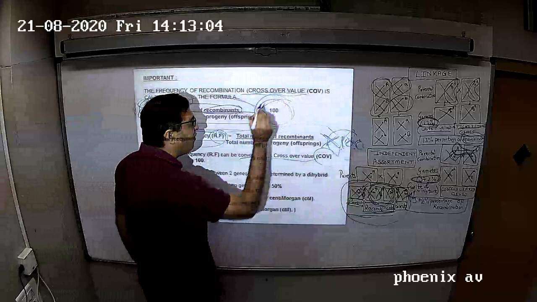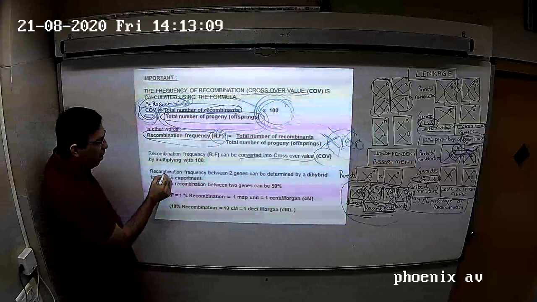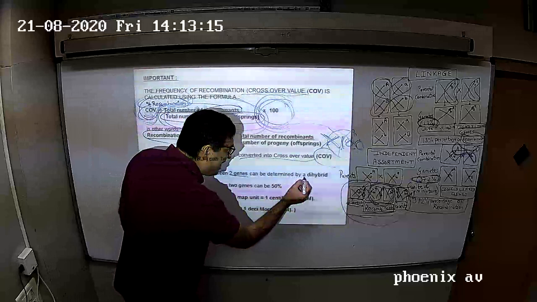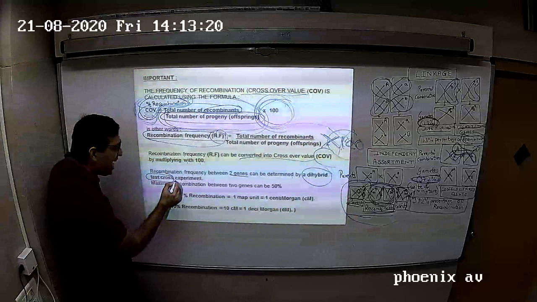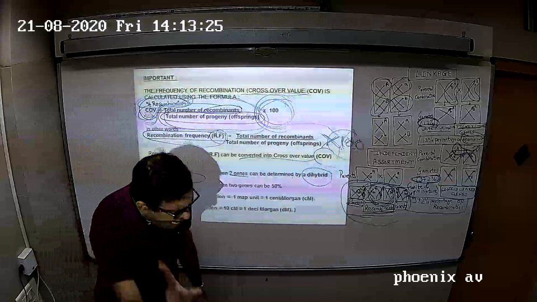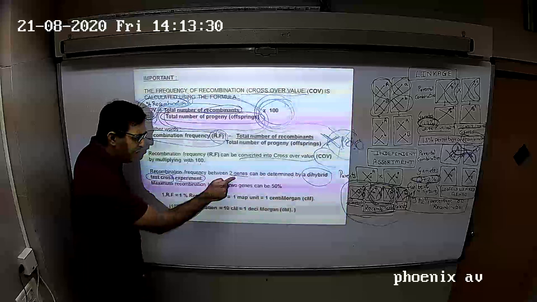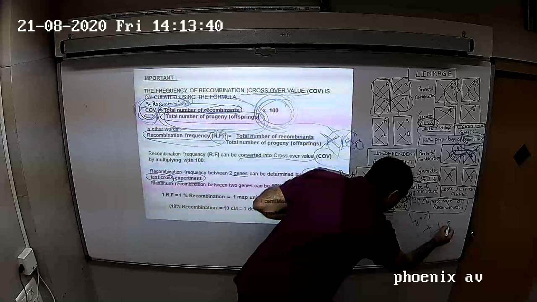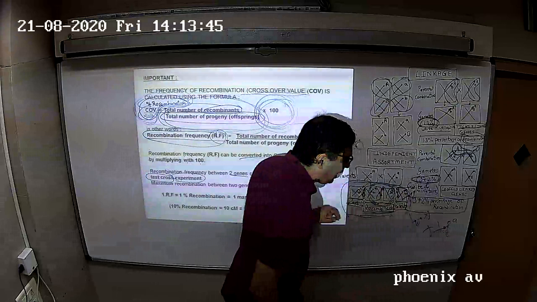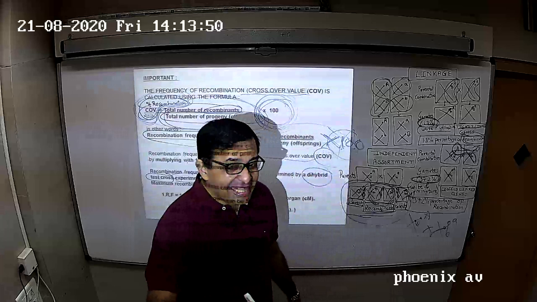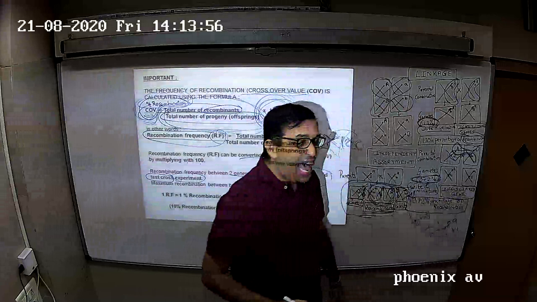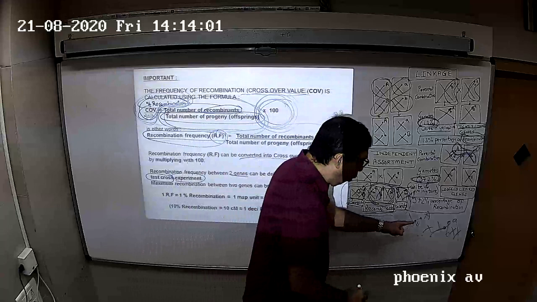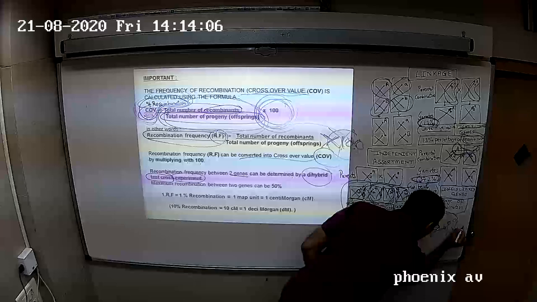Please remember this. And recombination frequency between two genes is determined by a dihybrid test cross experiment. Golden words. Remember this especially: the recombination frequency between two genes, capital A, capital B, small a, small b, their chances of recombination are calculated by doing a dihybrid test cross. So, what is this cross with small a, small b and small a, small b?